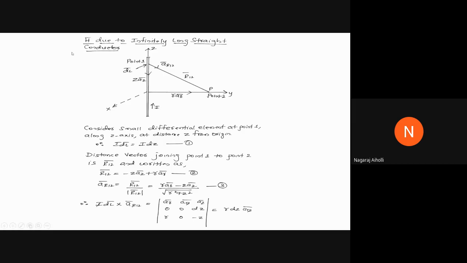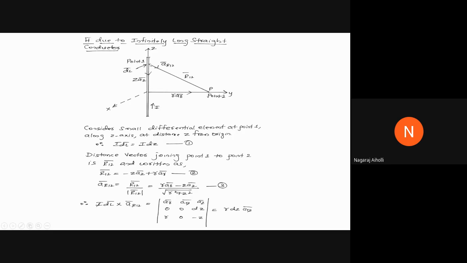The first one is H bar due to an infinitely long straight conductor. I hope the screen is visible, students. Screen is visible? Yes, sir. Okay. This is the first application: H bar, that is, the magnetic field intensity due to an infinitely long straight conductor.